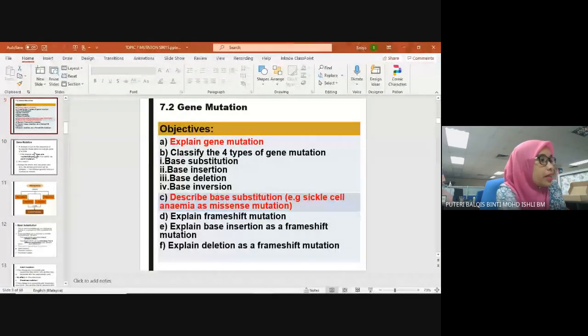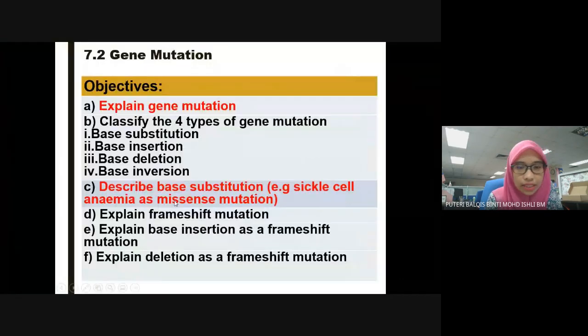Alright. Share screen here. So, I'm going to proceed on gene mutation. Okay, gene mutation sikit sahaja. Okay, so what we're going to learn in gene mutation is... In gene mutation 7.2, these are the learning objectives.